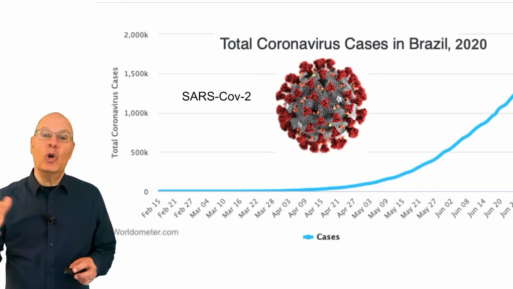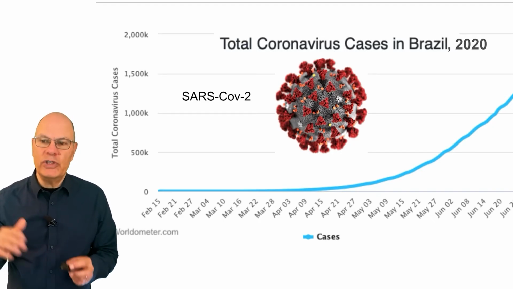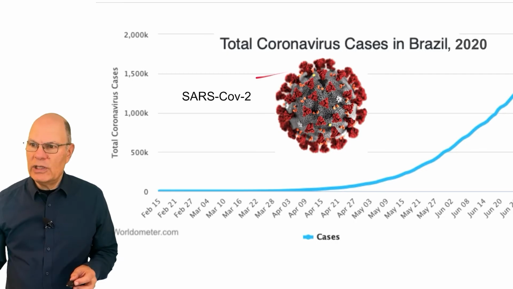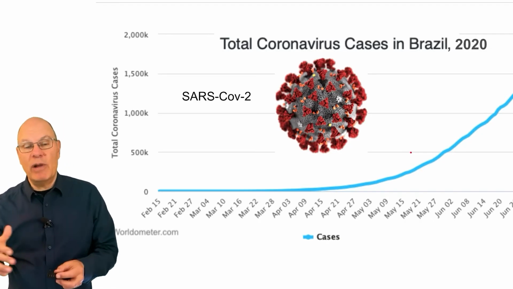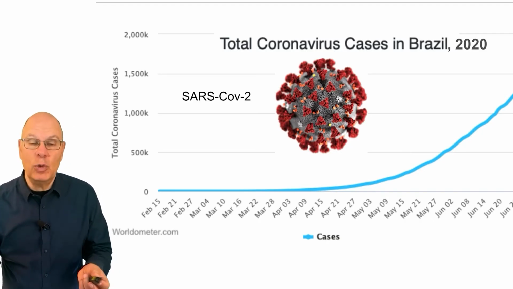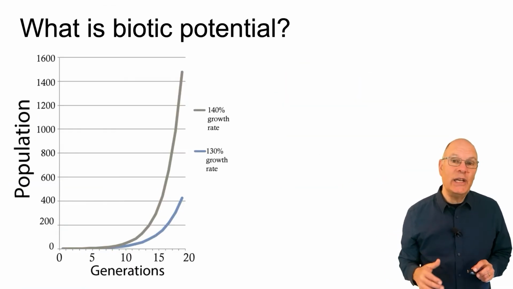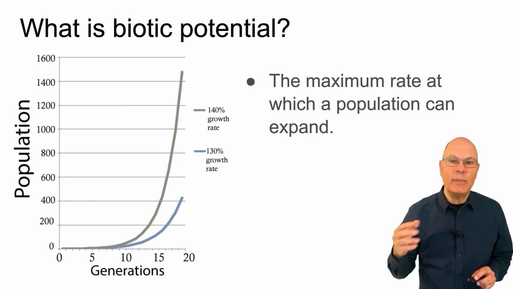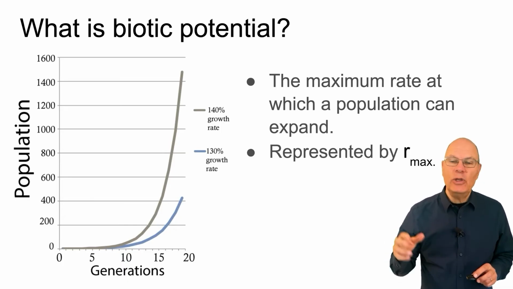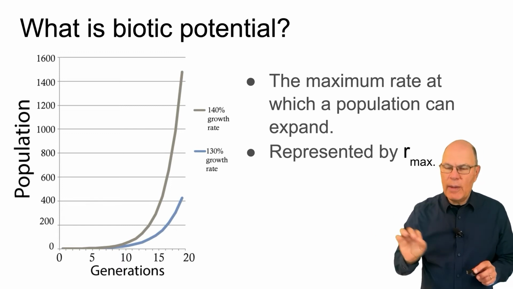That's what occurred early during the coronavirus pandemic. This shows one country, Brazil, 2020, and you can see this exponential growth curve as the virus entered the Brazilian population and spread from individual to individual. Exponential growth is related to the idea of biotic potential, and that is the maximum rate at which a population can expand, and you can see it represented by the letter r sub max.